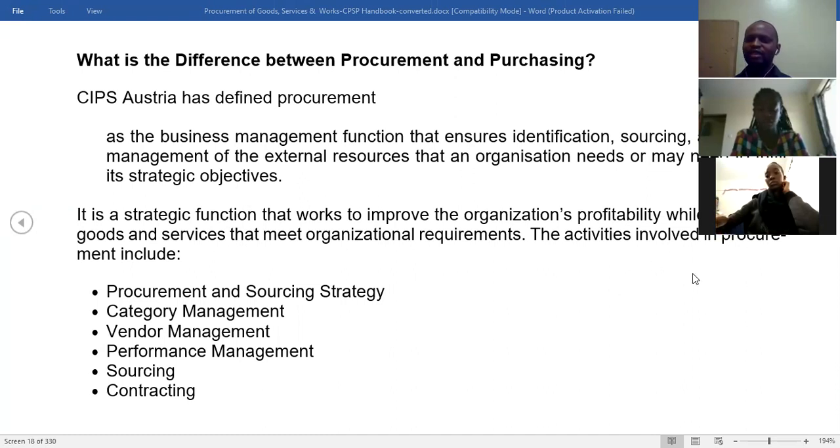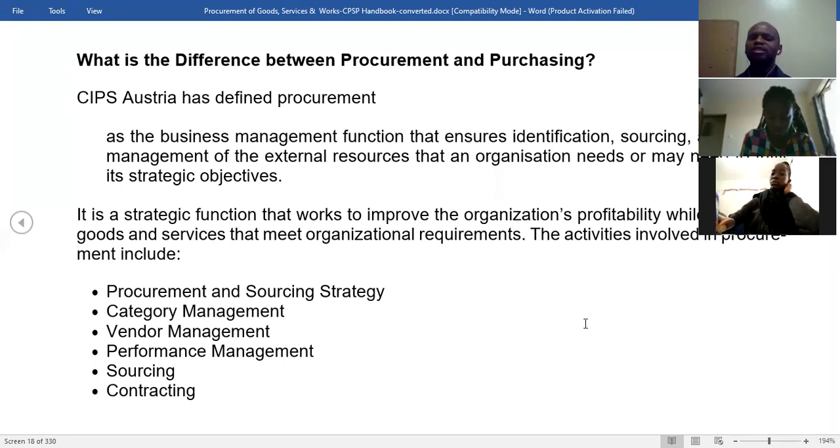So again, the other thing that we are going to talk about are some of the activities that are involved in procurement. One of the activities is procurement and sourcing strategy. As you talk about procurement, you must also be able to understand some of the sourcing strategies that you are going to use. For example, you can decide to use a sourcing strategy where you are looking for local suppliers, or sometimes you can decide to look for international suppliers. So basically, you are looking for a sourcing strategy that is going to work to your advantage.